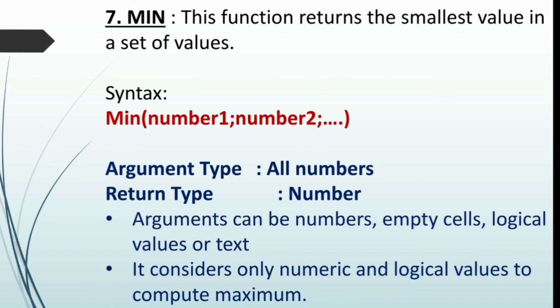The next function is min. This function returns the smallest value in a set of values. The syntax for this function is min number 1, number 2 up to number 30. The argument type is all numbers and it returns a number only. The arguments can be numbers, empty cells, logical values or text, but it considers only numeric and logical values for the computation.